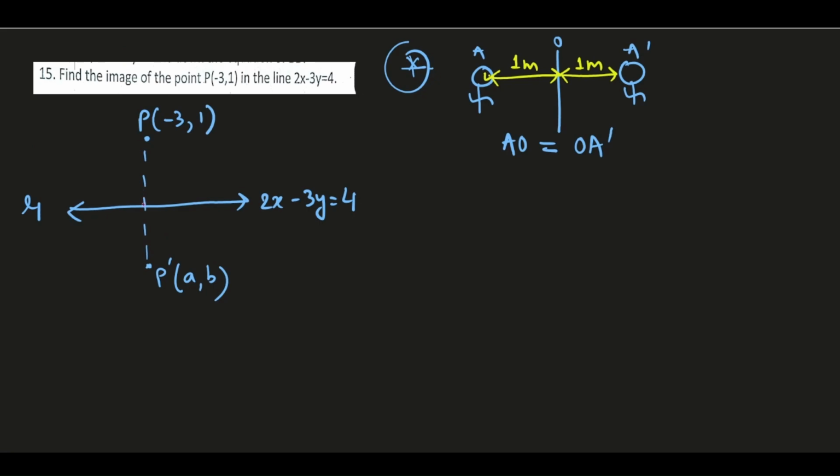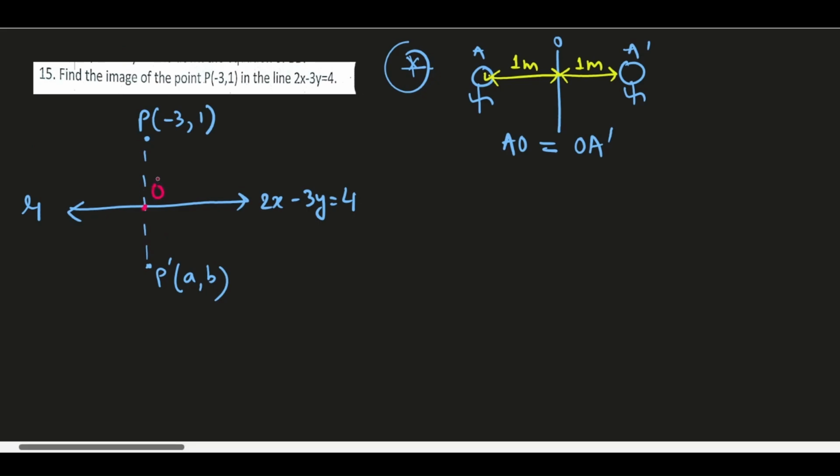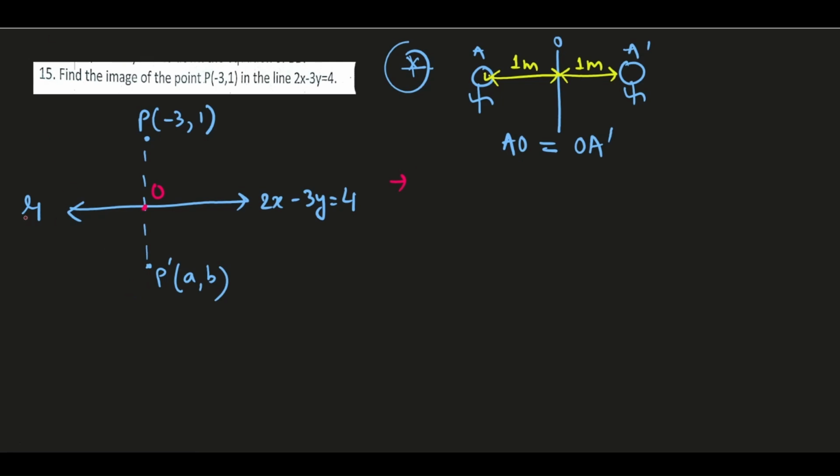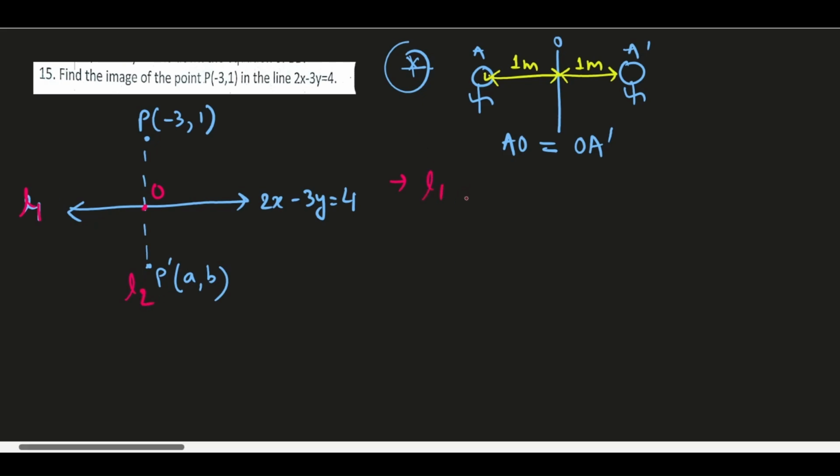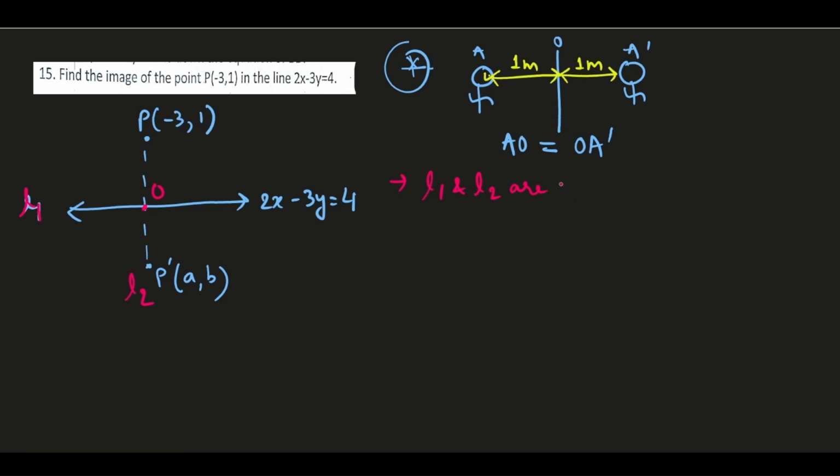So this point in the center, let's name it as O. Let's name the line PP dash as L2. So if this line is L1, let us name this as L2. So L1 and L2 are perpendicular to each other. Look, the line I have drawn here is obviously perpendicular to the mirror. So similarly L1 and L2 are perpendicular to each other. So this is making 90 degrees. So obviously slope M1 into slope M2 of the line L2 will be equal to -1.